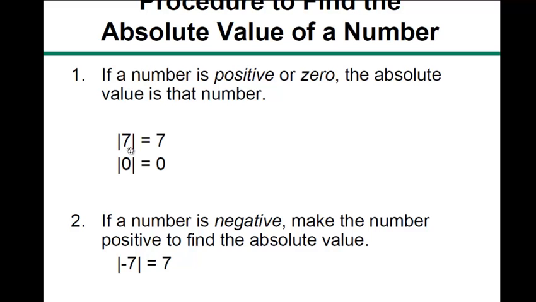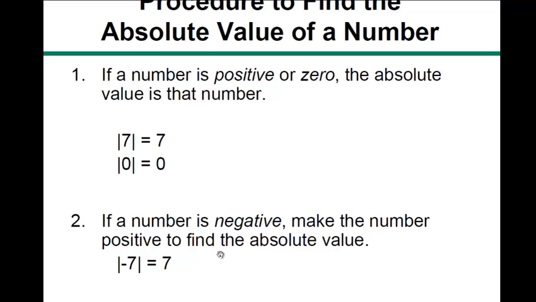Or, like on the previous one, the absolute value of 6 is just that number, in this case 7, because I went 7 units from 0. Well, how far did I go from 0 to get to 0? I went 0 places, so it's 0.